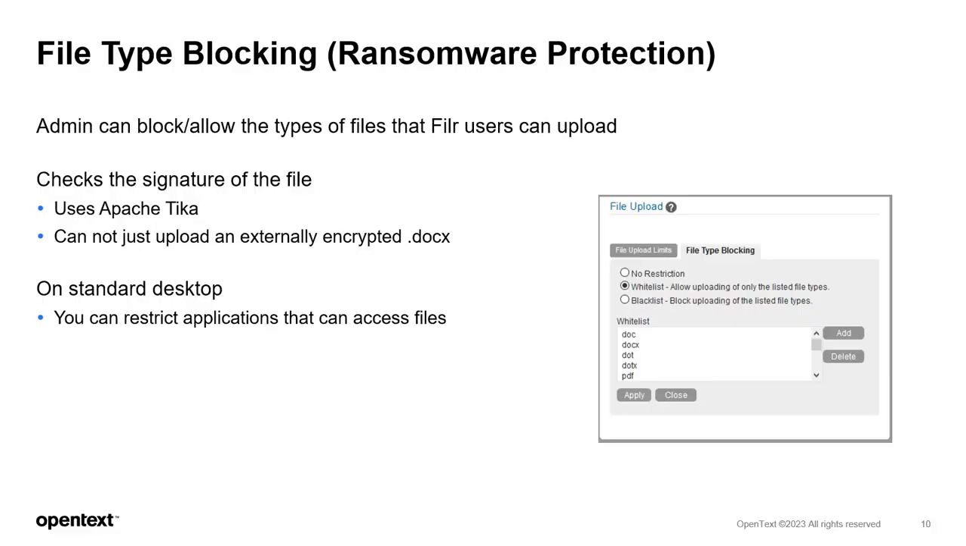The next thing is file type blocking, which actually is a bit of ransomware protection. So we run a little bit of technology in Filr Advanced that will check the signature of a file, that it actually matches the extension that you're trying to upload. So if there's a ransomware encrypted docx file, for instance, because the signature is likely not to actually look like a Word document, it is not going to let you upload and overwrite an existing valid version of that document.